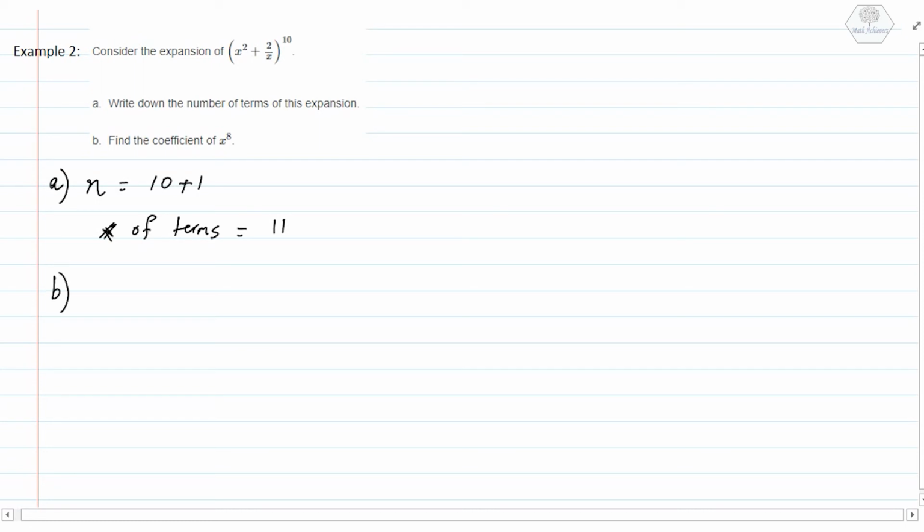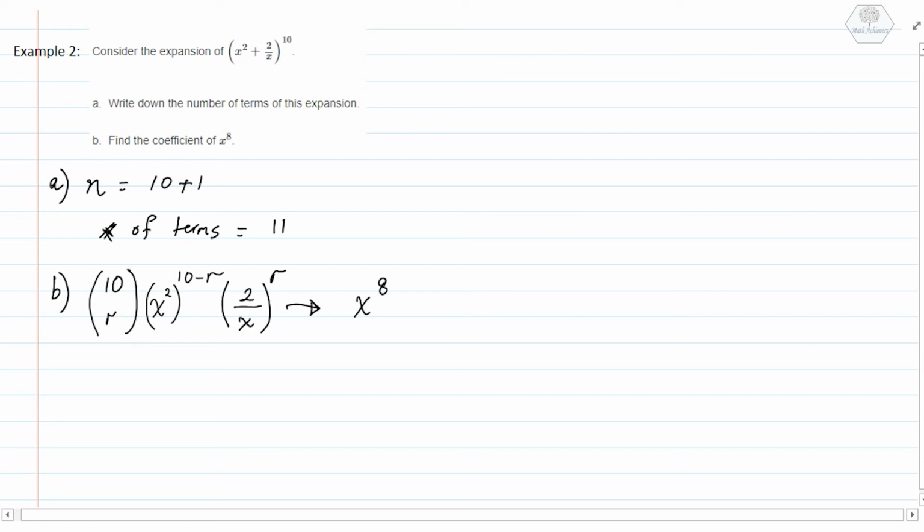We need to find the coefficient of x to the power of 8. So we have to find the term that gives me x to the power of 8 in this expansion. I know the 10 because it's the n, but I don't know r. So I keep r as unknown. 10 combination r, x squared, all of it, to the power of 10 minus r, times 2 over x to the power of r. And this must give me the coefficient of x to the power of 8.